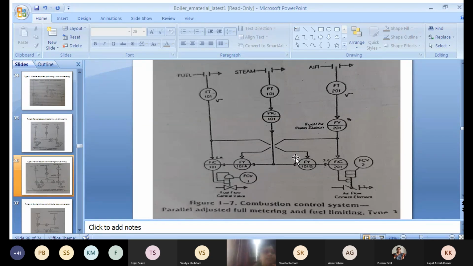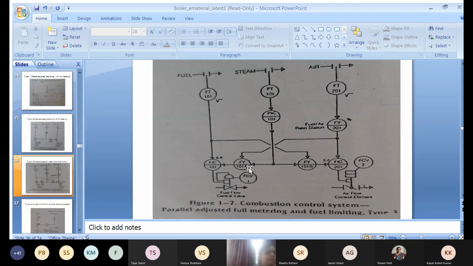Suppose the air supply is less, this flow transmitter will detect the less air supply. So if the air supply line carries less air, we want to limit the fuel before the signal reaches and acts on this air valve. Simultaneously, we are giving this signal to the low selector switch. So the low selector switch will select the lower signal and it will limit the fuel supply.